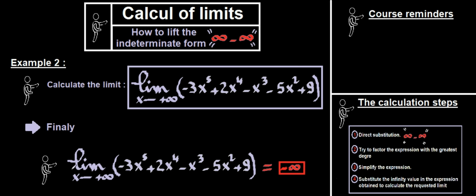Finally, the limit as x approaches positive infinity of the expression -3x to the fifth power plus 2x to the fourth power minus x cubed minus 5x squared plus 9 is equal to negative infinity.